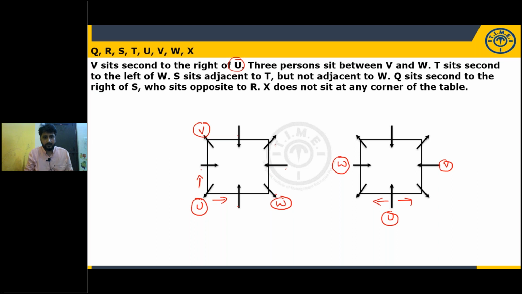T sits second left of W. Away from the center, this side will be the left side, so T will be here. Facing center, this side will be the left side. You have to be thorough with the directions. So T will be here.